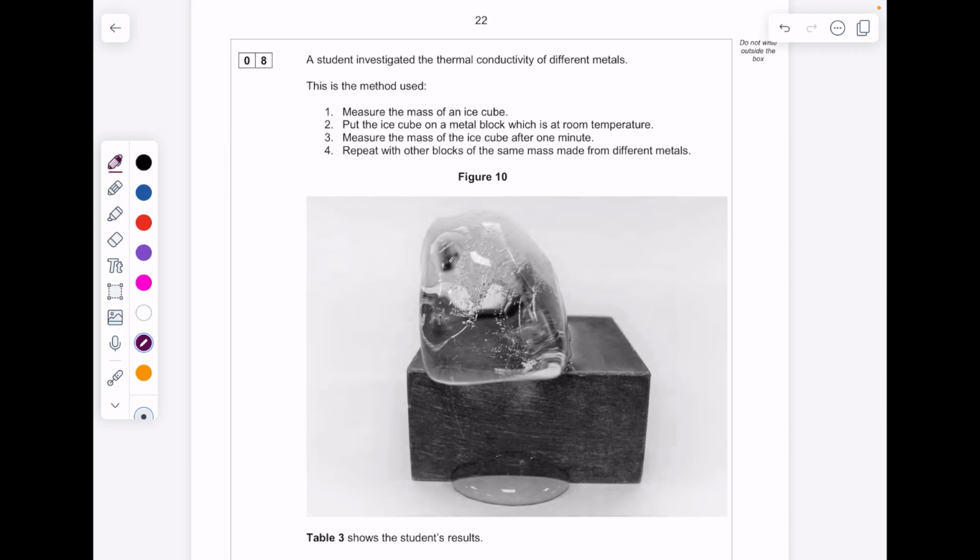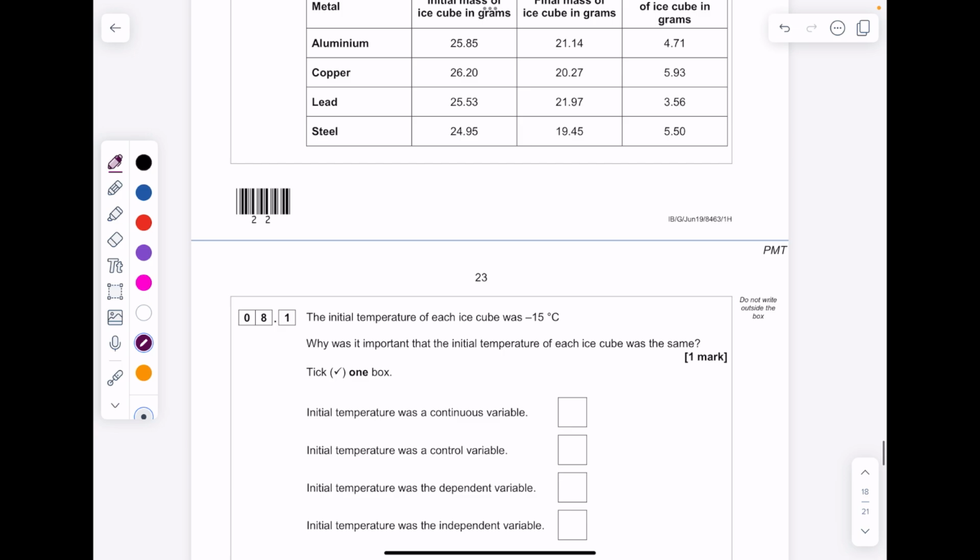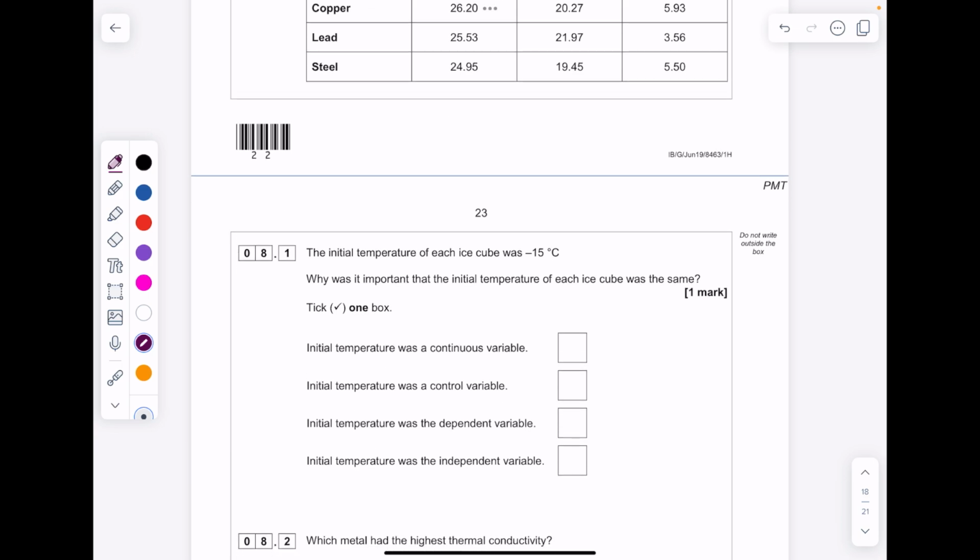A student investigated the thermal conductivity of different metals. This is the method used. Measure the mass of an ice cube. Put the ice cube on a metal block which is at room temperature. Measure the mass of the ice cube after 1 minute. Repeat with other blocks of the same mass made from different metals. Table 3 shows the students' results. The initial temperature of each ice cube was minus 15 degrees Celsius.